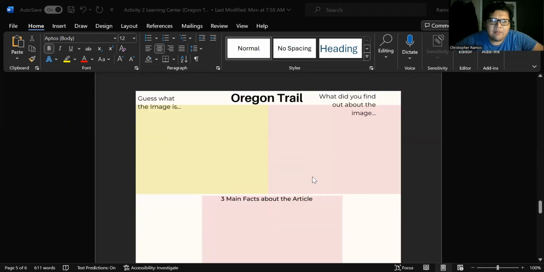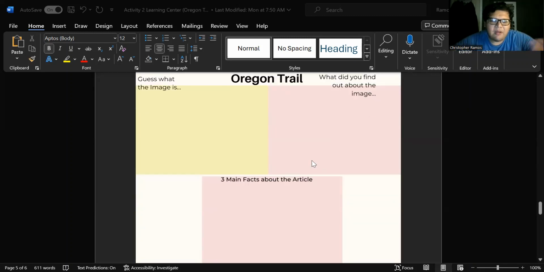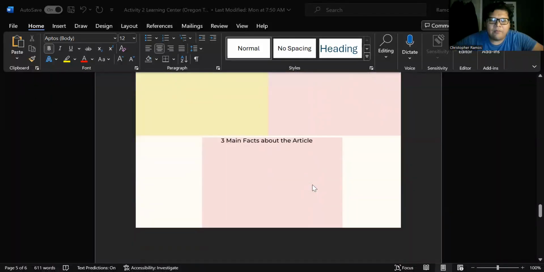And this is the graphic organizer I was talking about, what they're going to be using. This is what's going to guide them. The first box, like I said, is what the image is. Then what did you find about the image, and then the three main facts about the article.